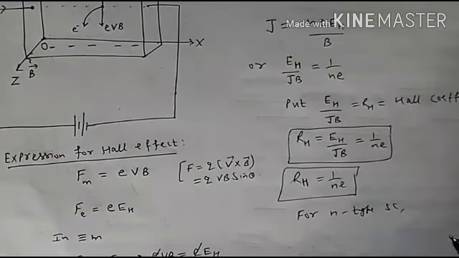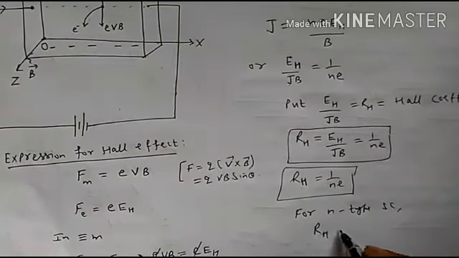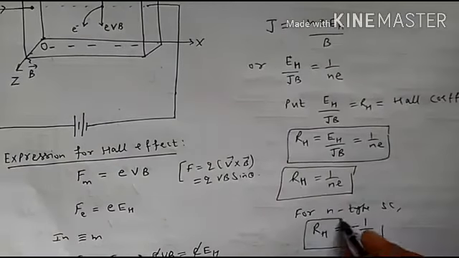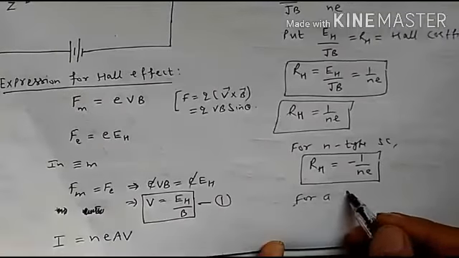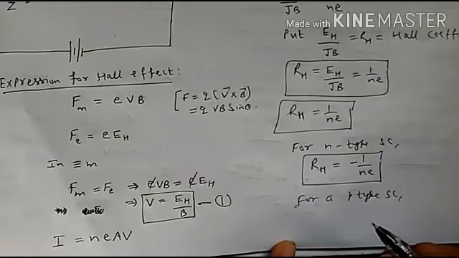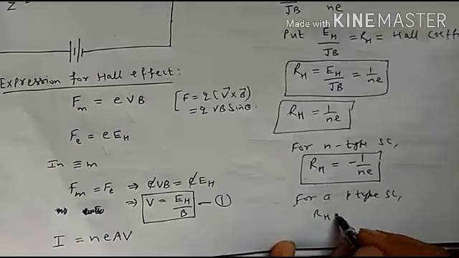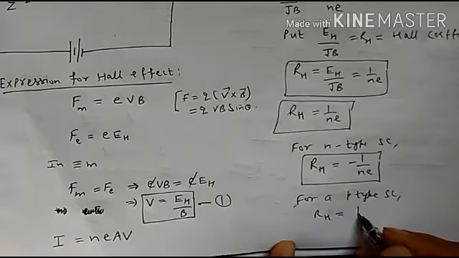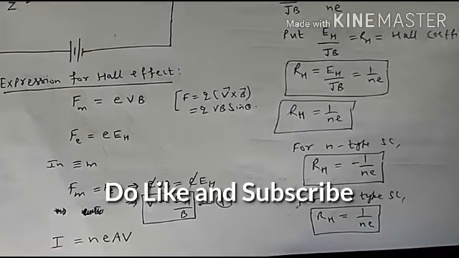The charge carriers are electrons, that is negatively charged particles. So in this case Hall coefficient is negative and is written as RH equal to minus 1 upon ne. For a p-type semiconductor, the charge carriers are holes, that is positive charge particle, and in this case the Hall coefficient is positive, and is written as RH equal to 1 upon pe. So this is the required expression for Hall coefficient. Thank you.